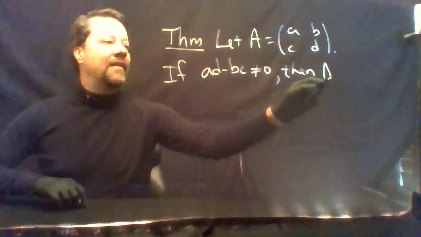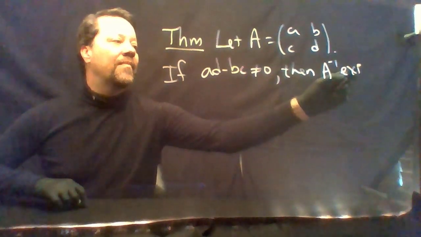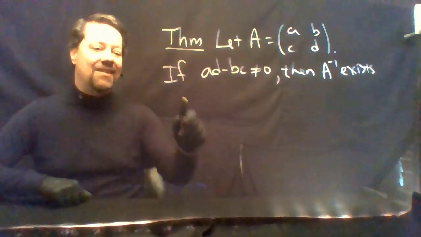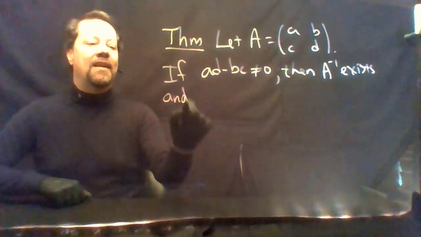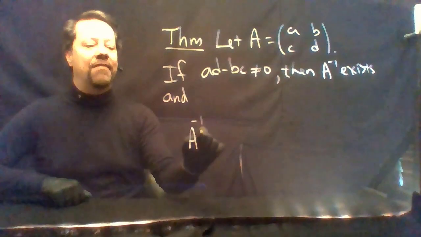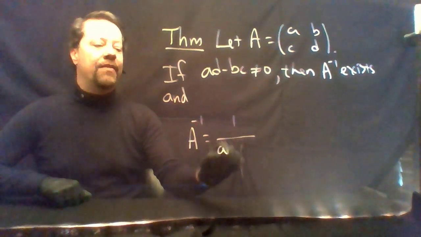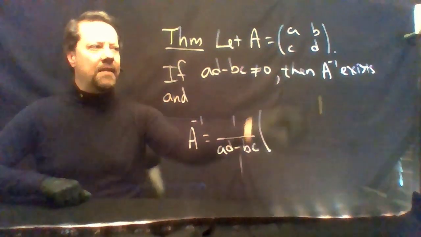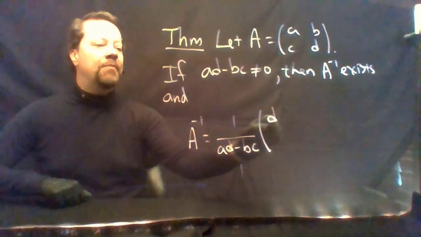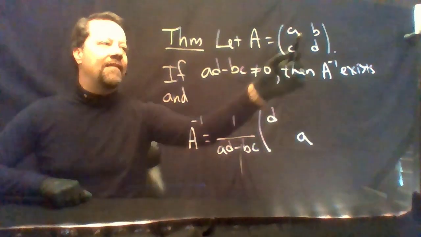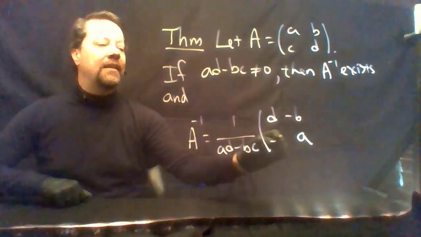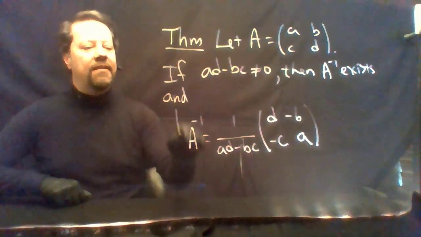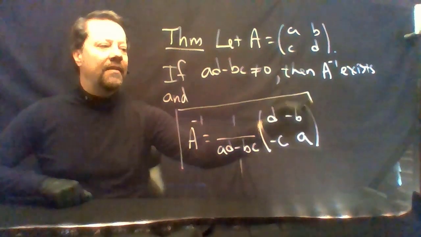So then A inverse exists provided the determinant AD minus BC is non-zero, and we can calculate exactly what that inverse is. It's 1 over the determinant, 1 over AD minus BC, times the matrix that you get by switching A and D and then negating B and C, the elements off of the main diagonal. This is a formula that I require that you memorize.